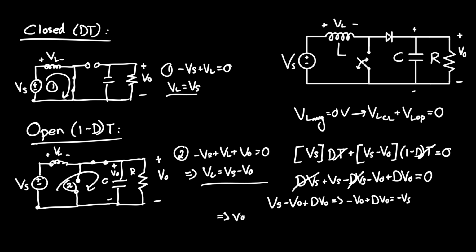And we can multiply everything by -1 so that we have one less negative term, which leaves us with Vo minus dVo equals Vs. We can factor out a 1 minus d to keep it only in terms of Vo. So (1 minus d) times Vo equals Vs. And our last step is dividing by 1 minus d to give us our final answer, or relationship, of Vo equals Vs over (1 minus d).